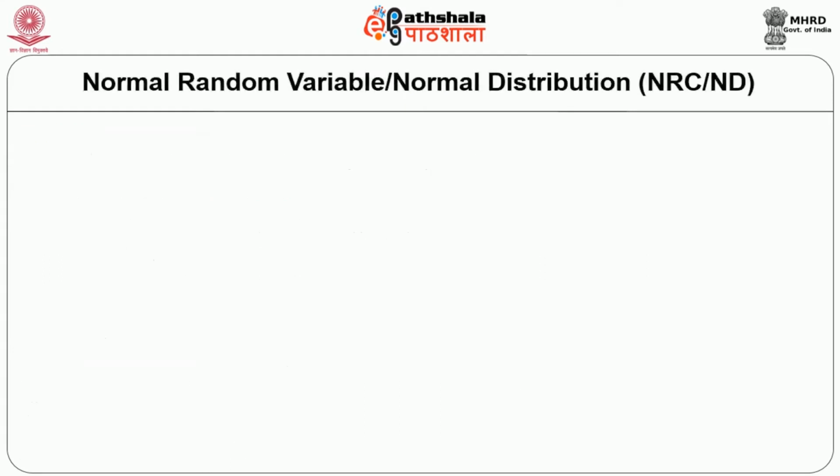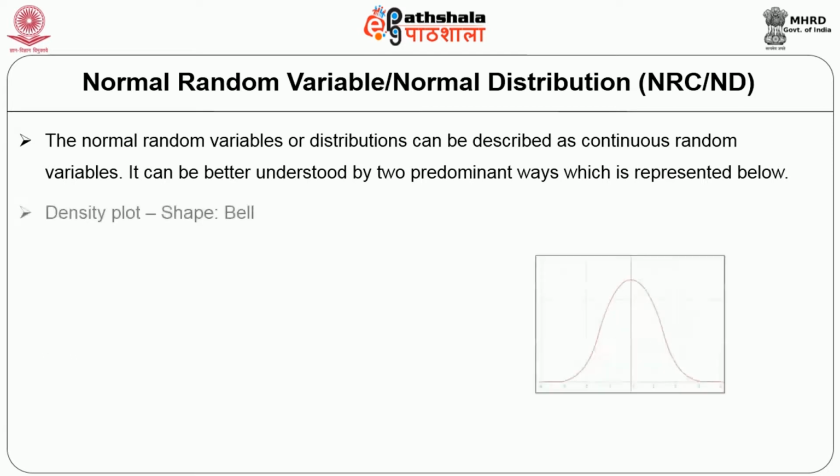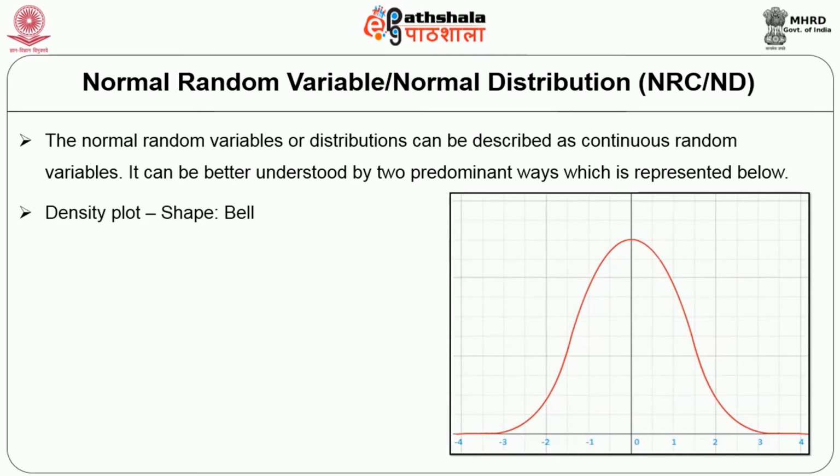Let us understand another important aspect under the normal probability distribution, which is the normal random variable, or normal distribution, we can call it a normal distribution. So this normal random variable or distribution can be described as a continuous random variable. It can be better understood in two predominant ways, which are represented below. Number one is a density plotted in terms of shape.